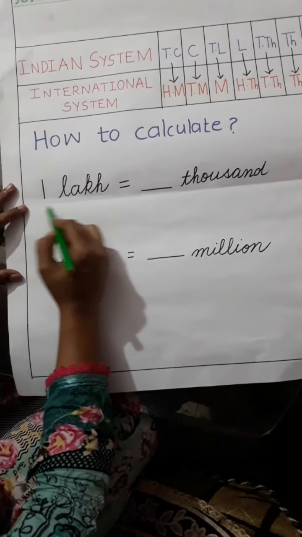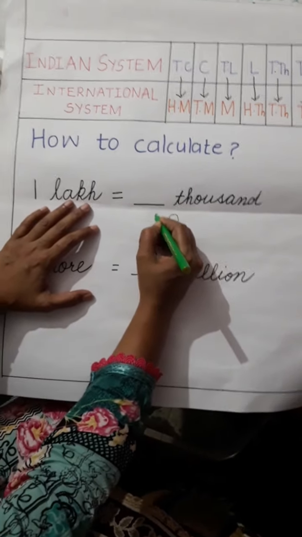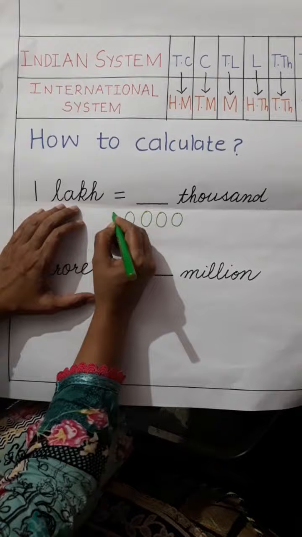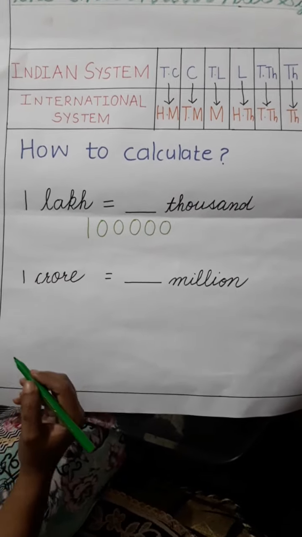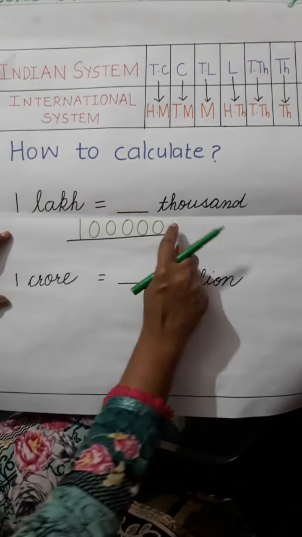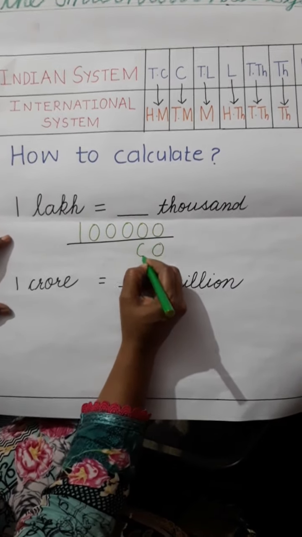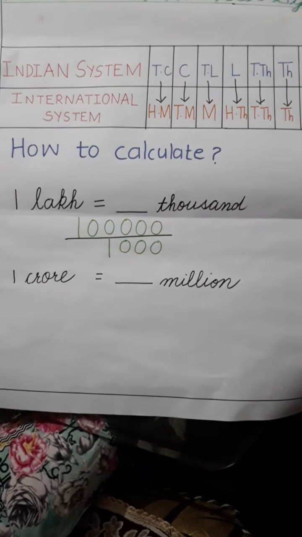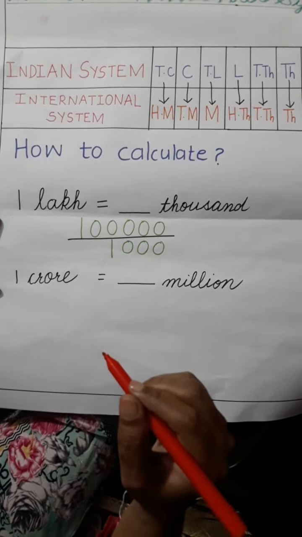Now, what is the number here? 1 lakh. So, see what I am going to do. Ones, tens, 100, 1,000, 10,000 and then lakh. Alright. And then divided by, what is it over here? It is 1,000. Ones, tens, 100 and then 1,000. Are you getting it, children, what I have done? Now it's very simple. I have to cancel the same number of zeros.